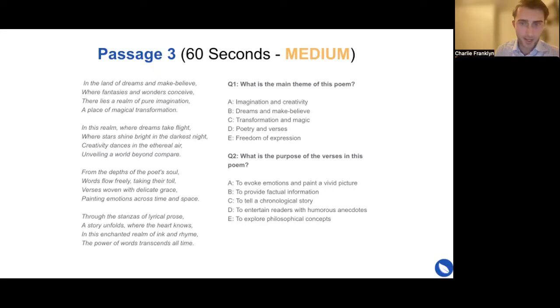And yes, the correct answer was A. Same thing with, what is the purpose of the verses in this poem? Let's have a look at the answers. So, to evoke emotions and paint a vivid picture. That one sounds pretty promising. To provide factual information, definitely not.